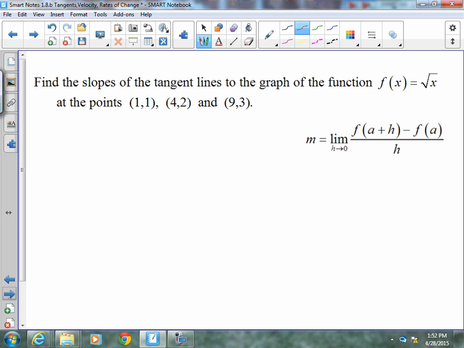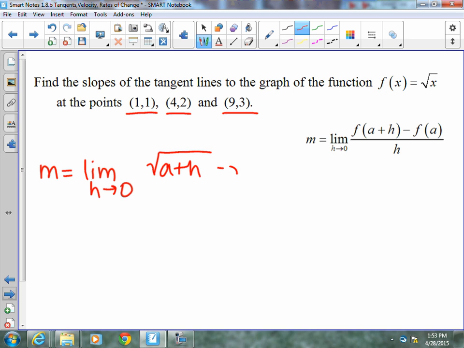It says find the slopes of the tangent lines to the graph of the function f of x equals radical x at the points (1, 1), (4, 2), and (9, 3). We're finding 3. The process we just did will only find it at 1 point. I doubt you want to do that process all 3 times when method 2 will allow us to do it once and apply it in several situations. So, f of a plus h all over h, and f of x is radical x, which is why we run into this situation.